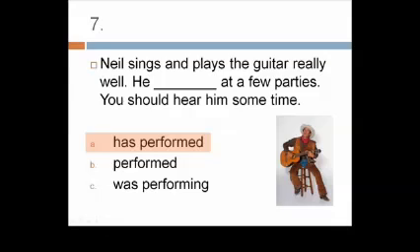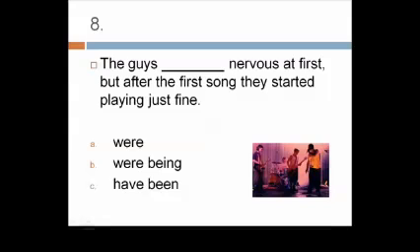8. Answer: A. The guys were nervous at first, but after the first song they started playing just fine. Here we need the simple past because nervous is an emotion, a state, and we can't express that in the past progressive.